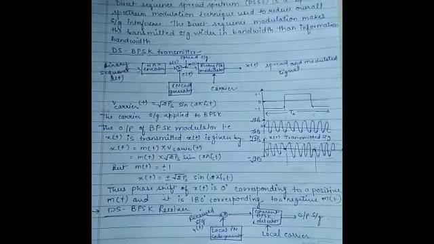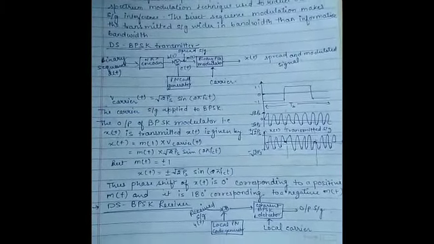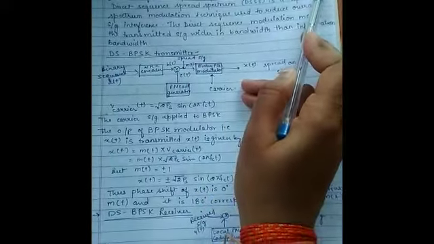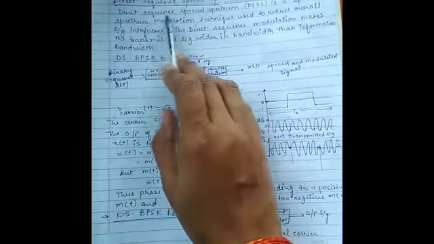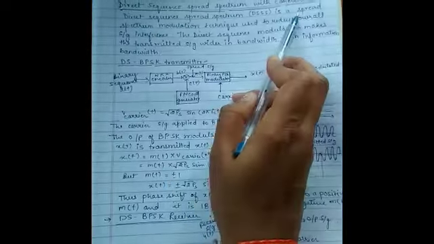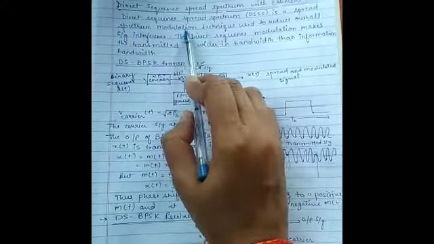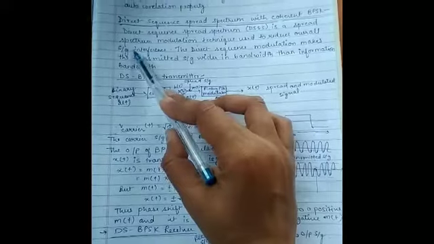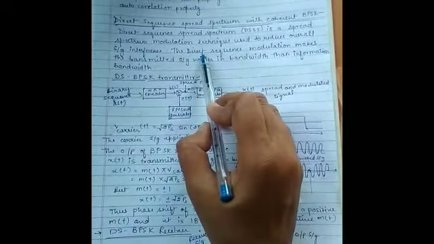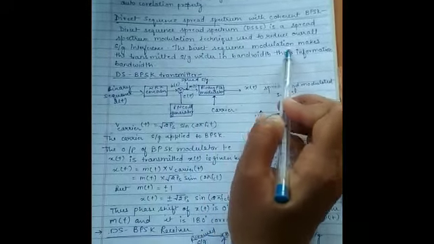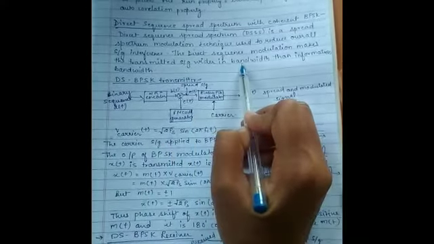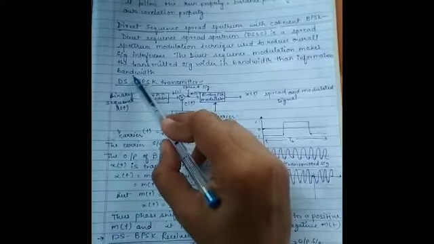Good afternoon everyone. In this video we discuss the direct sequence spread spectrum with coherent BPSK. Direct sequence spread spectrum is a spread spectrum modulation technique used to reduce overall signal interference. The direct sequence modulation makes the transmitted signal wider in bandwidth than the information bandwidth.